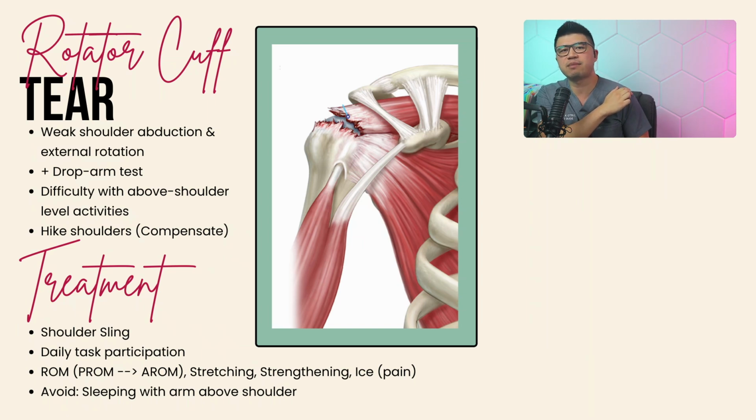A rotator cuff tear results in weakness on MMT in shoulder abduction and external rotation. Someone with a rotator cuff tear would have a positive drop arm test and trouble with above shoulder activities. They may hike their shoulders using their upper trapezius muscles to substitute or compensate for the deficit. Treatment begins with an arm sling and OT intervention for daily tasks. And sling use is gradually reduced to incorporate range of motion, stretching, and strengthening with a focus on progressive tendon forces.